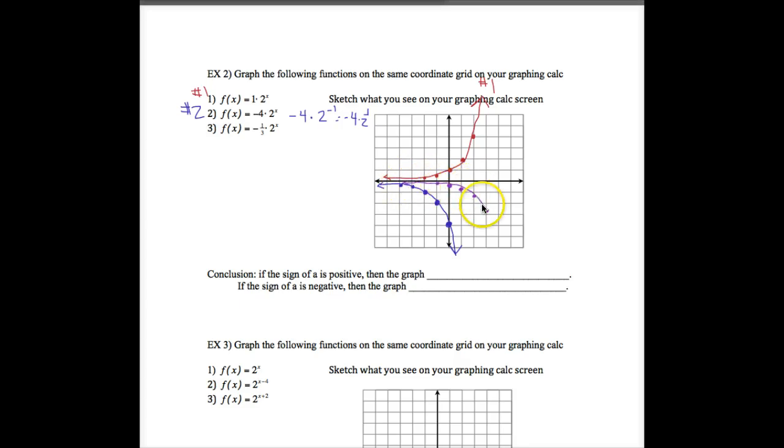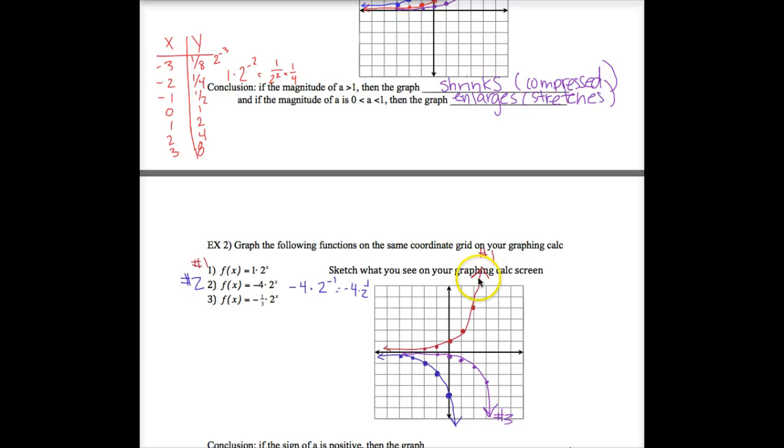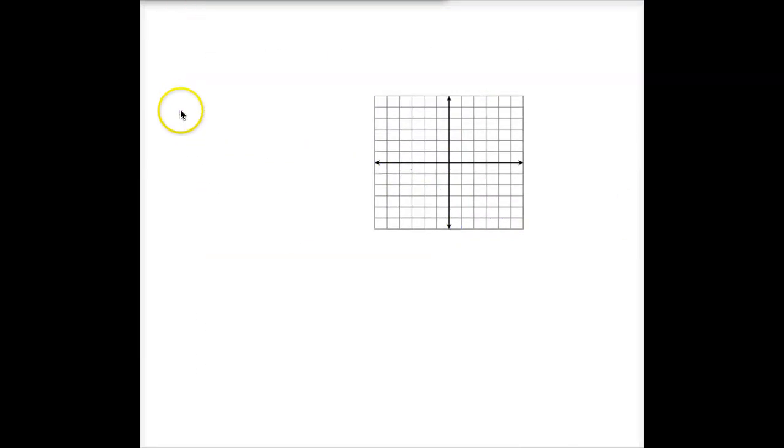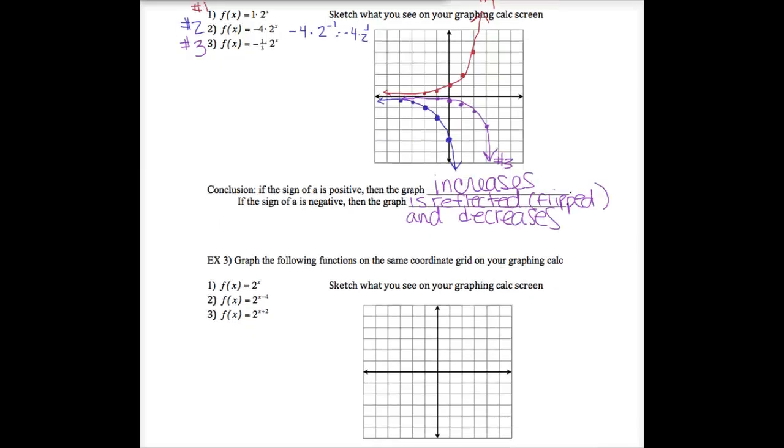So my hypothesis seems to be holding true. The only difference between number 3 in purple here and number 3 in purple here is that all of my points are flipped upside down. It's reflected in the x-axis. And that seems to be what the A has always controlled, whether it goes up or whether it goes down. So if the sign of A is positive, then the graph increases. If the sign of A is negative, it's going to be reflected or flipped, and therefore it decreases. It's going down to negative infinity.